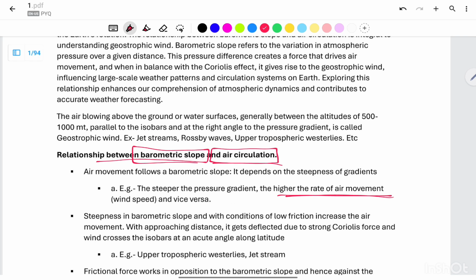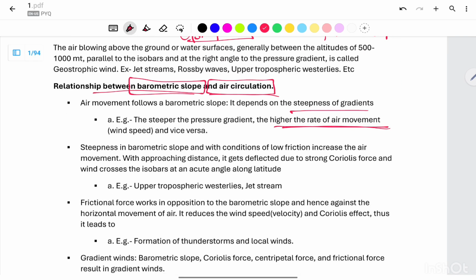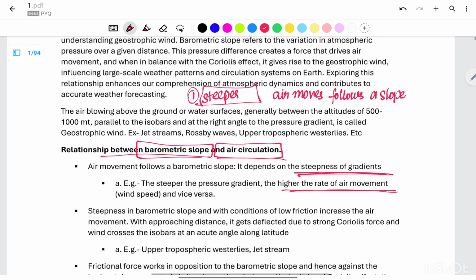The first keyword is steeper. Air movement follows a slope. So the air which moves follows a slope, a barometric slope. This depends on the steepness of the pressure gradient.